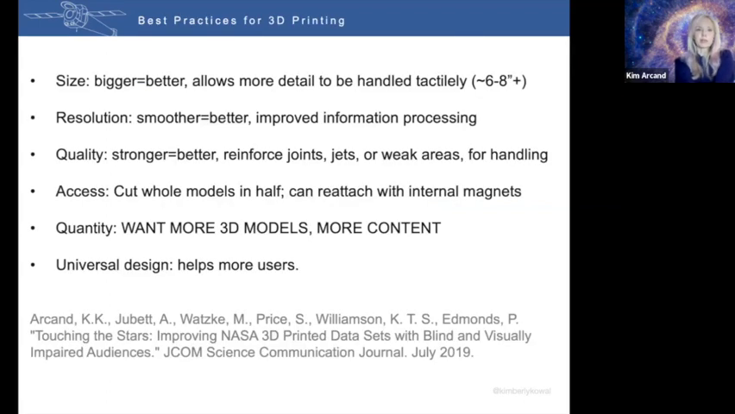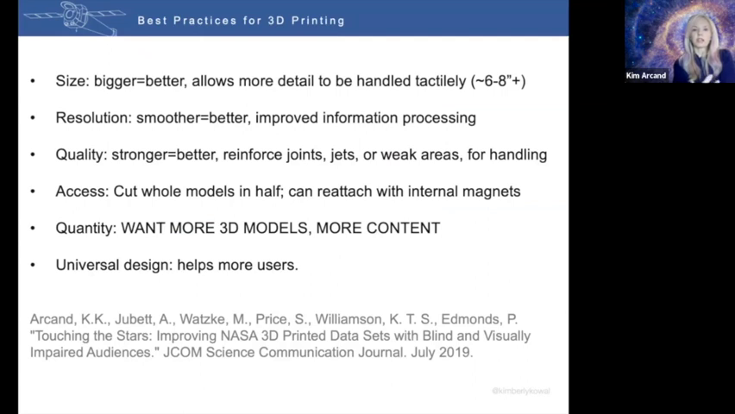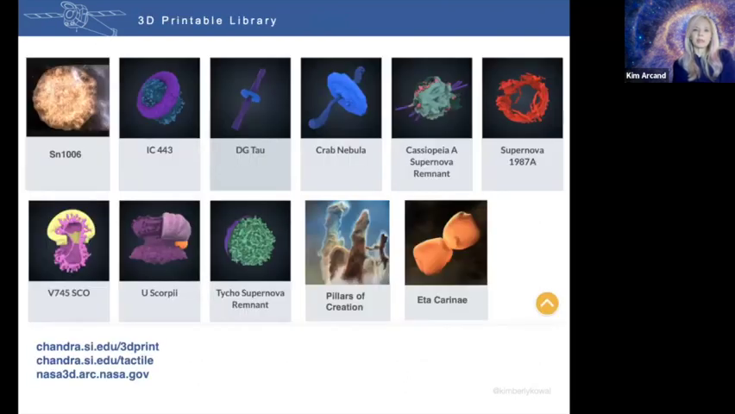We've done some pretty strong user testing of our 3D printing projects. And there are a number of best practices that we've learned. If anyone is interested in talking more about that, please let me know. We have a paper that I'll drop into the comments that you can take a look at later if you like. But essentially things like size, resolution, quality, the access to the data, the quantity of these models, all of those are really important keys to making sure that people who are blind or low vision have strong and accessible connection points to these different kinds of data in 3D. And since then, we've been growing a library of these 3D printable objects.